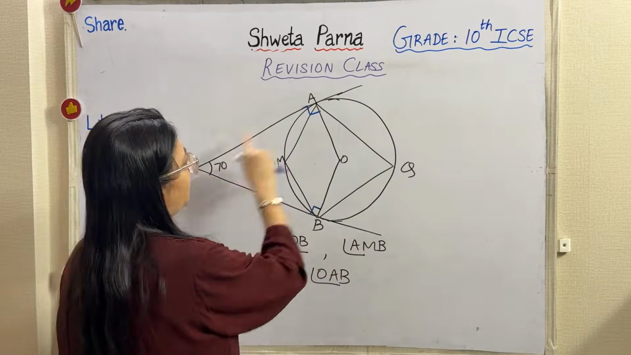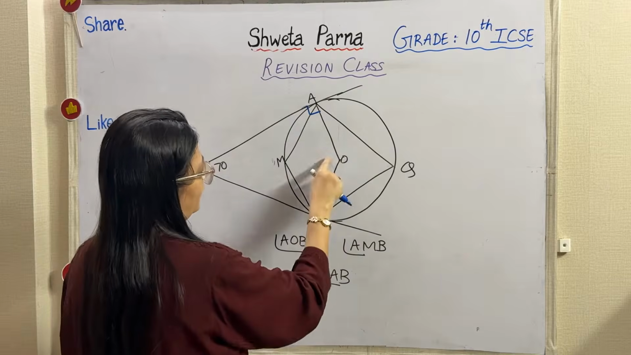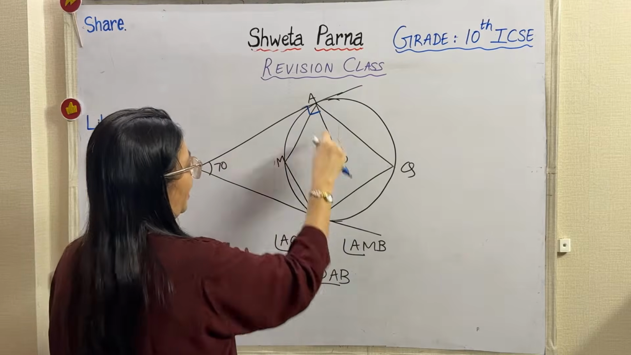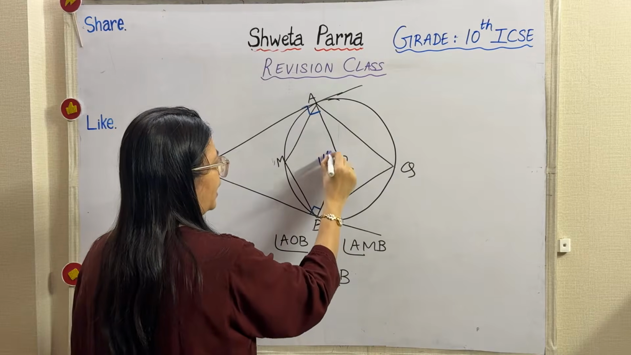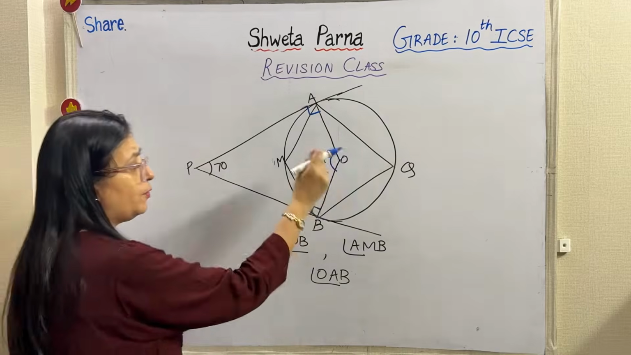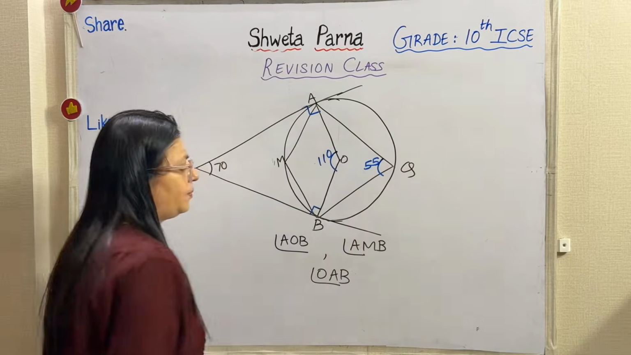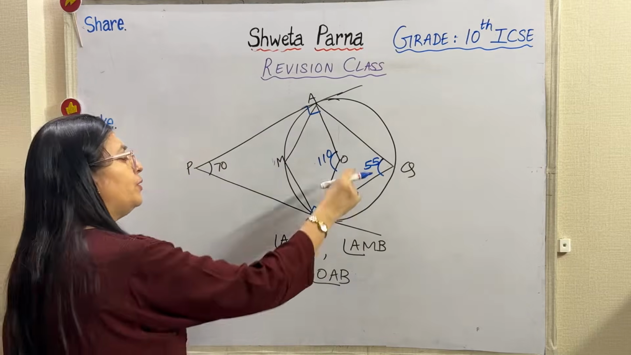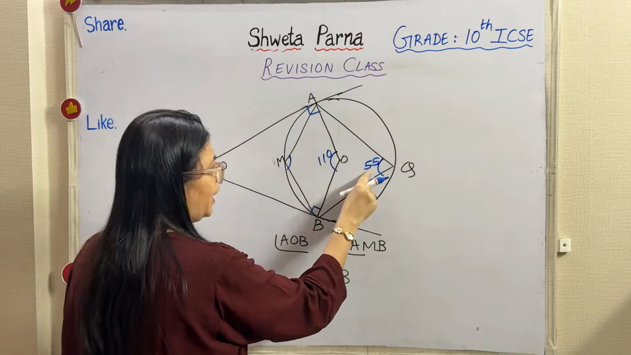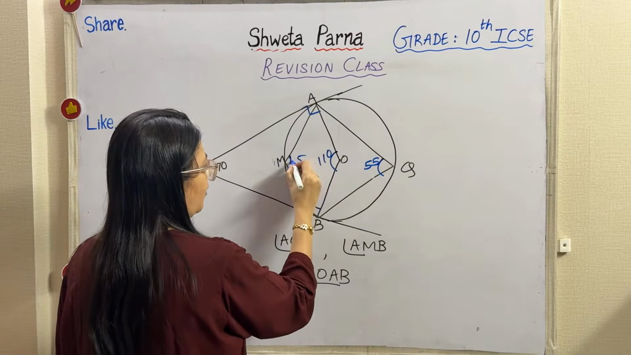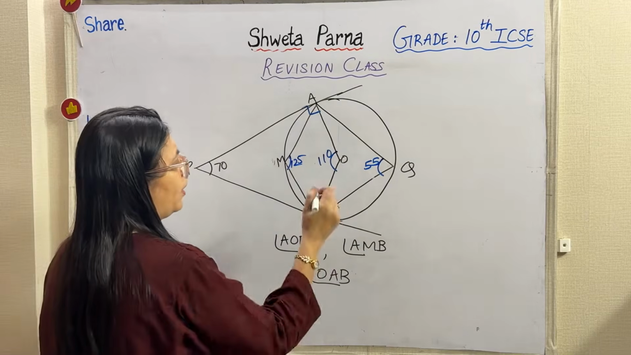So, in quadrilateral PAOB, this is 70, this is 90, this is 90. So, this angle would be 110 degrees. Clear? If this is 110, by the central angle property, this will become 55 degrees. Okay? Now, if this is 55, these two form a cyclic quadrilateral. So, this will become 180 minus 55, which is 125 degrees. Clear?